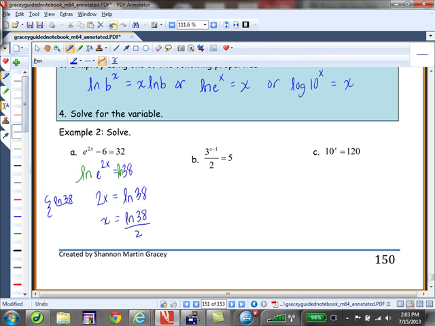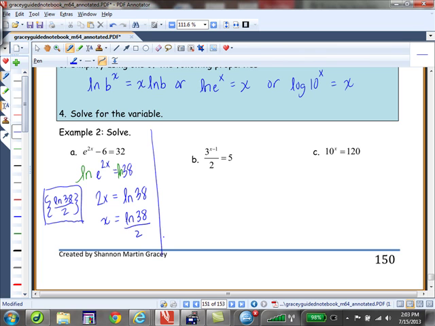Now be careful, you can't break into that log, so you can't cross out the 2 and the 38, all right, because that would not be okay. It would not be equivalent.